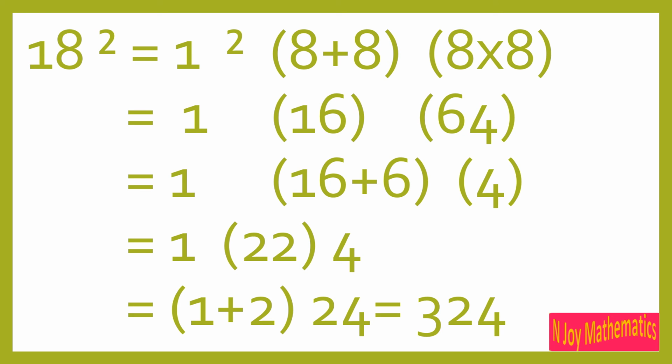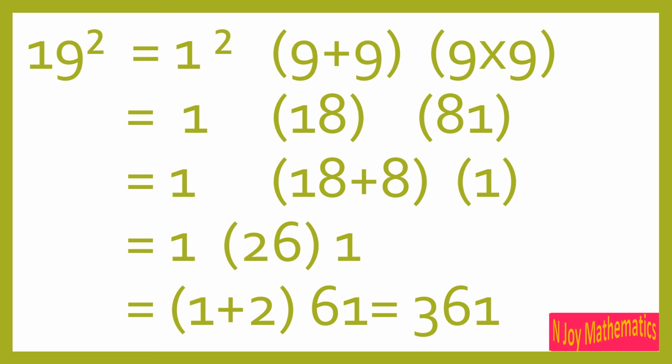Next, 18 square. 1 square, 8 plus 8, and 8 into 8. 8 eights are 64, and 8 plus 8 is 16. So 4 I have written, 6 I have carried over. 16 plus 6 is 22. So this 2 will go over here, and my answer is 324.